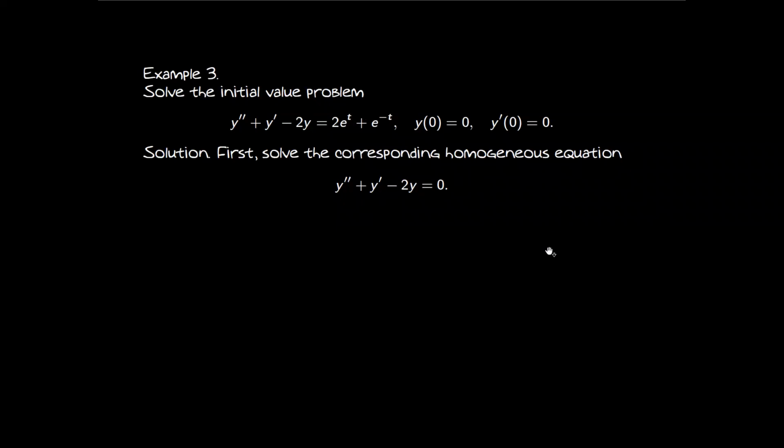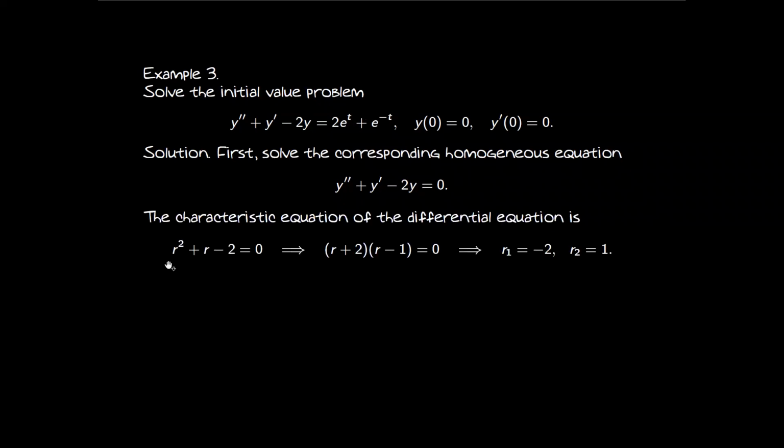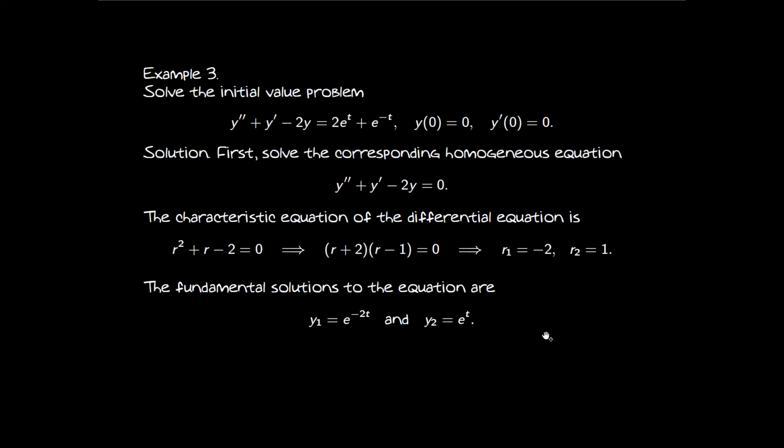And once again, we're going to use a characteristic equation. For this case, the characteristic equation can be factored so that the two roots are going to be -2 and 1. And then the fundamental solutions are going to be e to the -2t and e to the t. Okay, now we need to find a particular solution to the non-homogeneous case. And we need to address the two terms on the right-hand side.